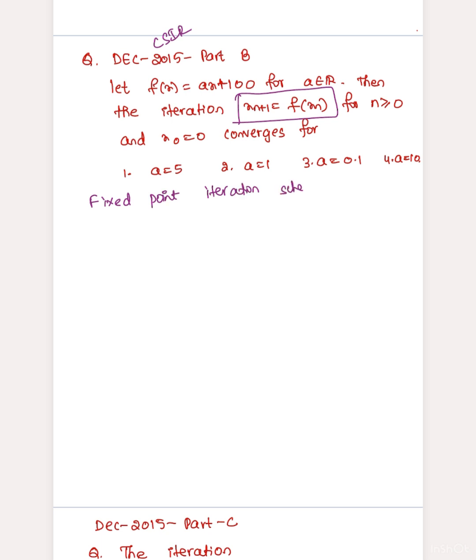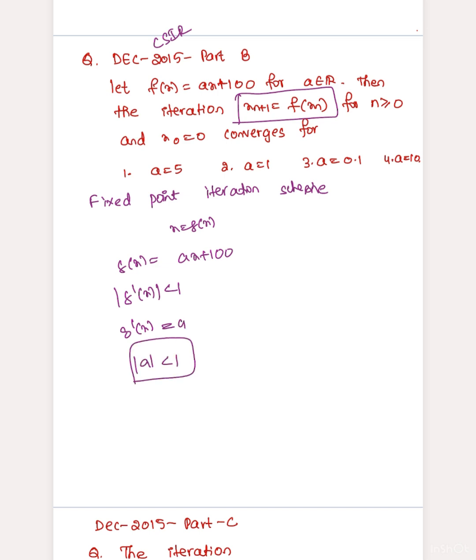So x = g(x). Therefore g(x) = ax + 100. So this will converge only when |g'(x)| < 1. Now g' will be a. So this will converge only when |a| < 1. So we have to just substitute the values such that |a| should be less than 1.